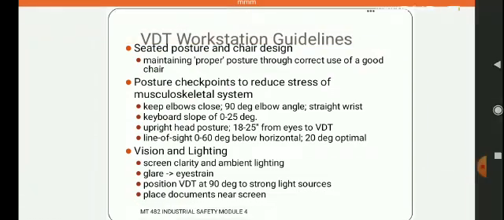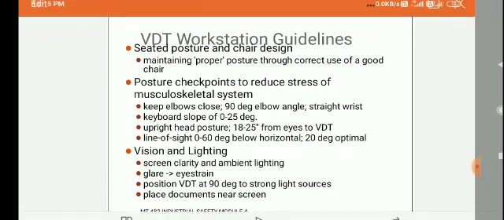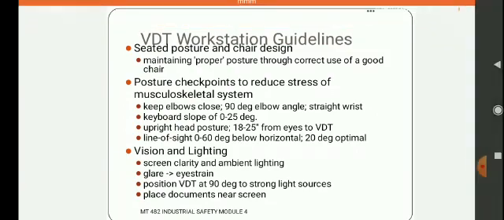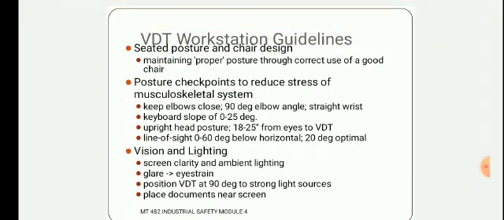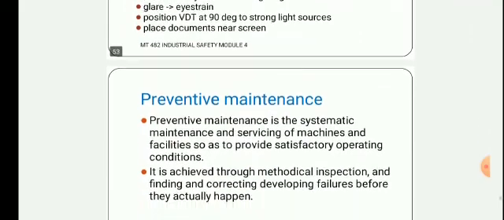Line of sight 0 to 60 degrees below horizontal, 20 degrees optimal. Vision and lighting, screen clarity and ambient lighting. Glare is somewhat related to eye strain. We should keep an anti-glare screen. Then position the visual display terminal at 90 degrees to strong light sources. Okay, strong light sources we should keep at a 90 degree angle. Place documents near screen. Okay, documents should be placed near the screen.